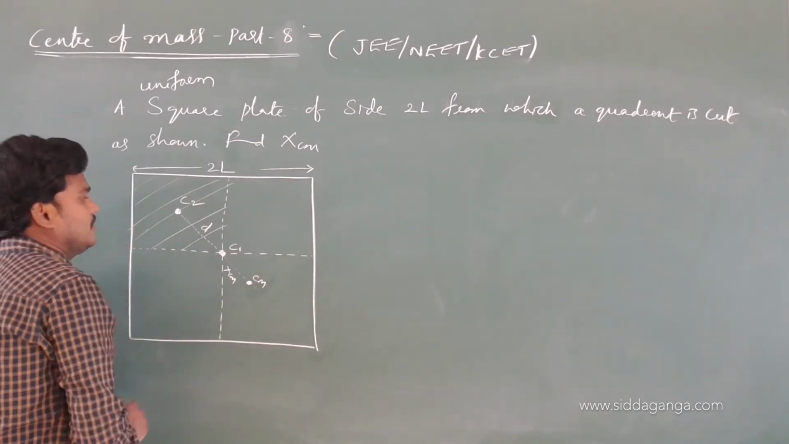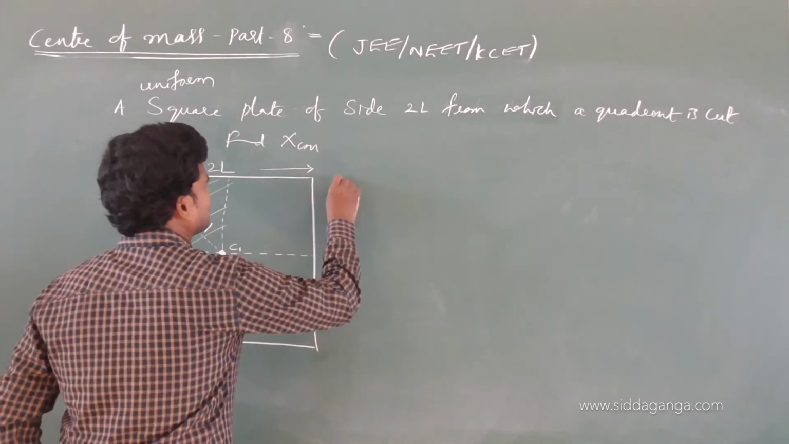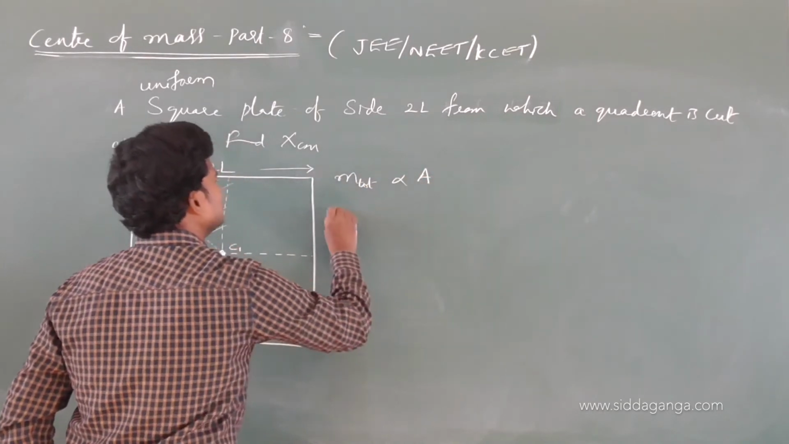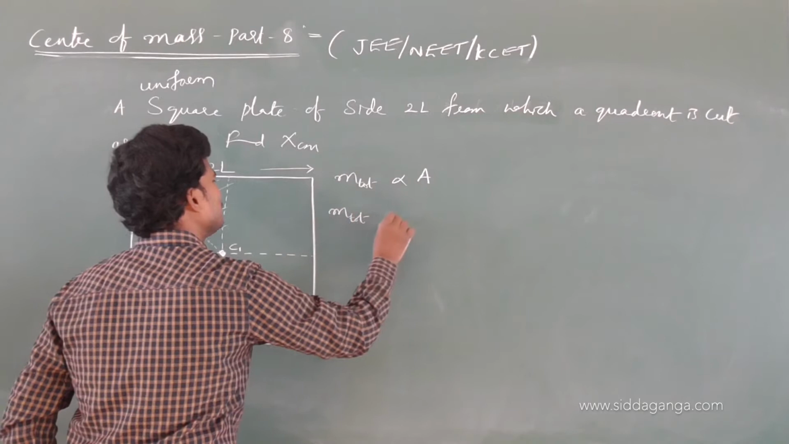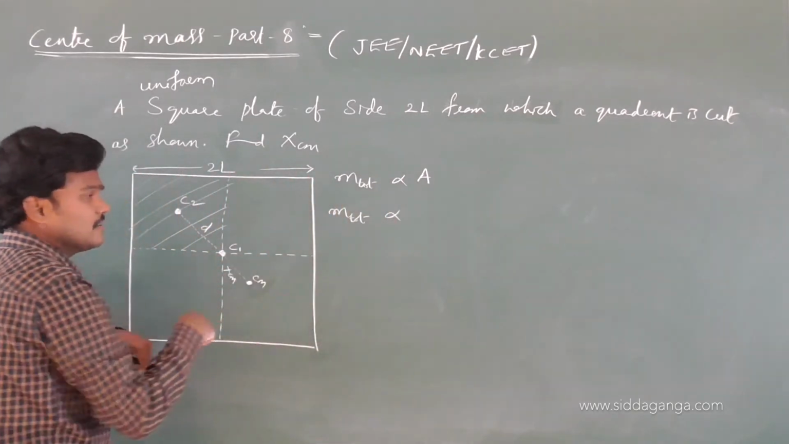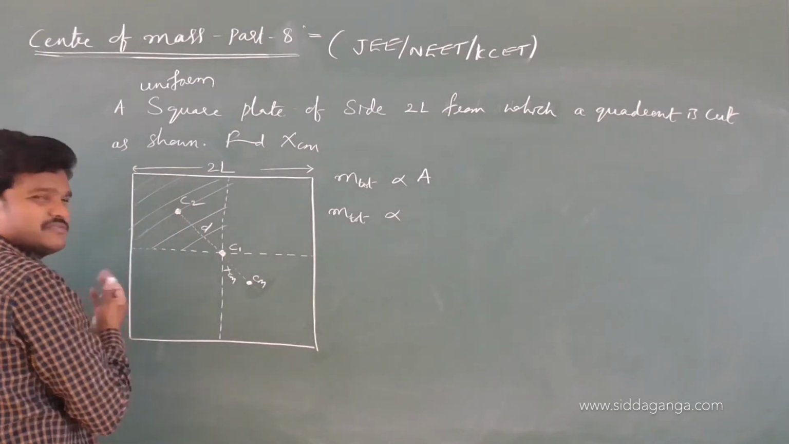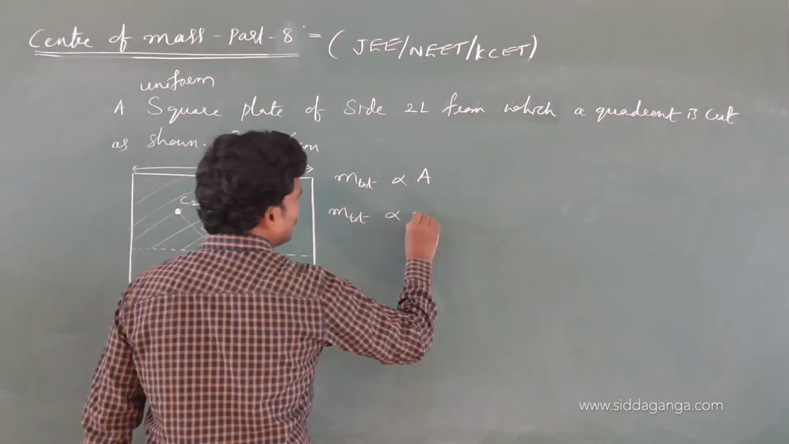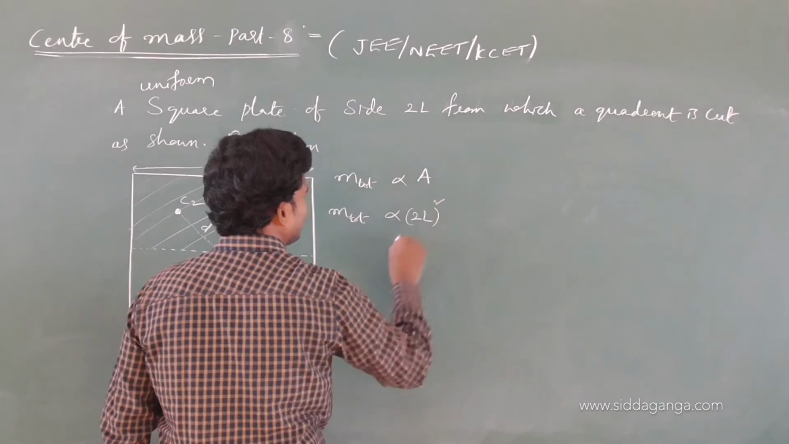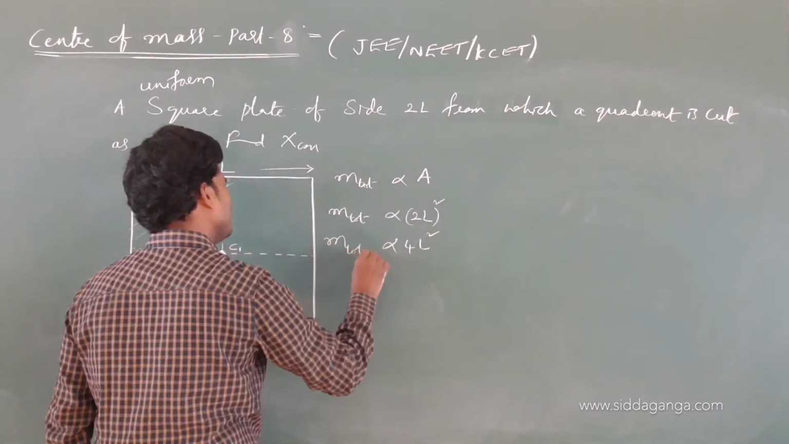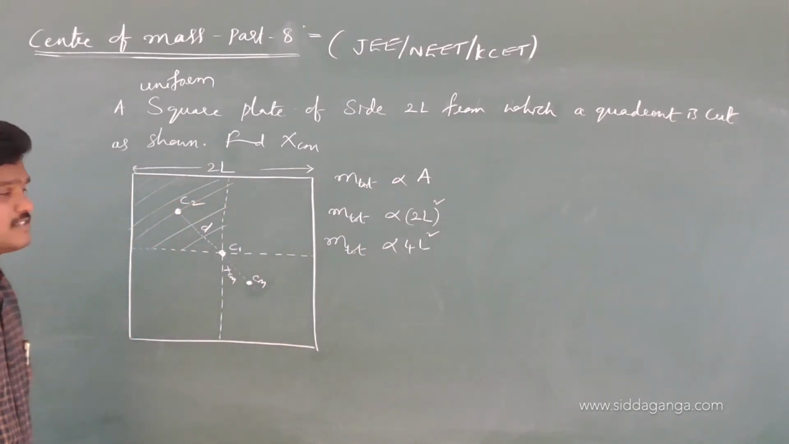Now see total mass. First let me find total mass. Total mass is proportional to area. Area of the bigger square is what? Side is 2L, this side is also 2L. So it is a 2L square, nothing but 4L square. So total mass we got: 4L square.